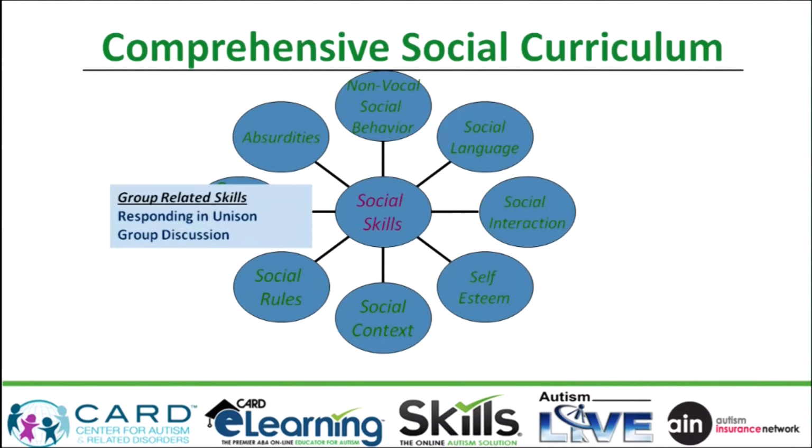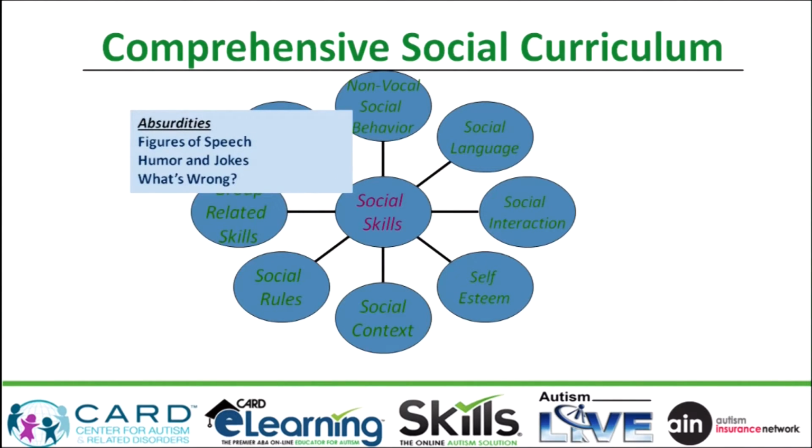Group-related skills are really important, especially in the school environment. Children are expected to respond in unison with their peers oftentimes, or to engage in group discussions. And then last is absurdities. This is things like noticing something's wrong, like for example, you may have seen posters before of kittens that are wearing earrings or something, and we'll look at that and laugh and say, oh, that's silly, that's wrong, that's not normal. Whereas they may not even notice that that is actually wrong.